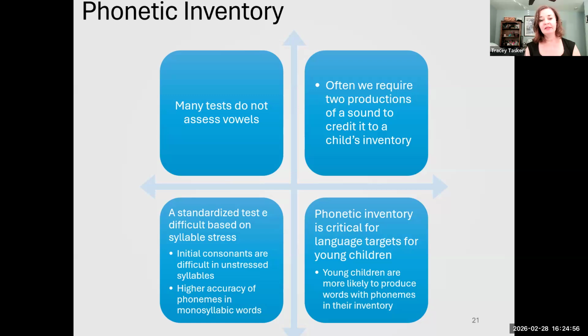And then lastly, a standardized test can be difficult based on the syllable stress. Initial consonants can be difficult to produce in unstressed syllables. So we want to give the children the ability to produce sounds in monosyllabic words often because that is the easiest. Because remember, we're trying to assess where this child breaks down, what phonetic context can they produce the sound. So that's where phonetic inventory really gets into that fine detail.